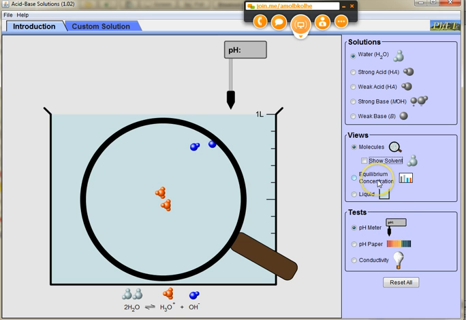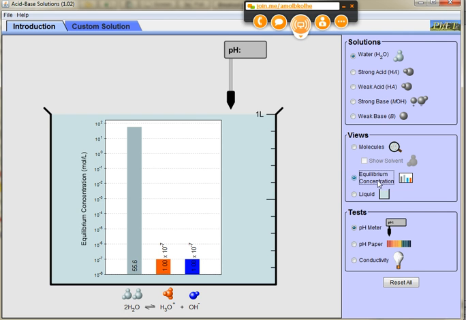You can also change the equilibrium concentration. For water, you can see the concentration of dissociated and undissociated particles. This is the concentration of pure, undissociated water. This is the concentration of H3O+ ions, and this is the concentration of OH- ions, and obviously they are equal. Since H+ ions and OH- ions are in equal concentration, it is a neutral solution.